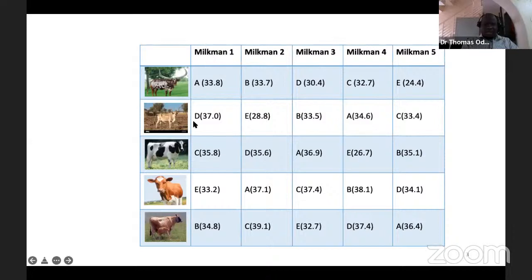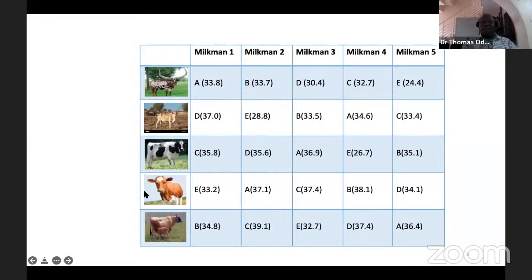Okay, so we have this animal here. And then milkman 1 gave us, when it is treatment A, and the milk by milkman 1, we got a 3.8. The same animal when it received treatment B, with milkman number 2, milk number 3 and 4.